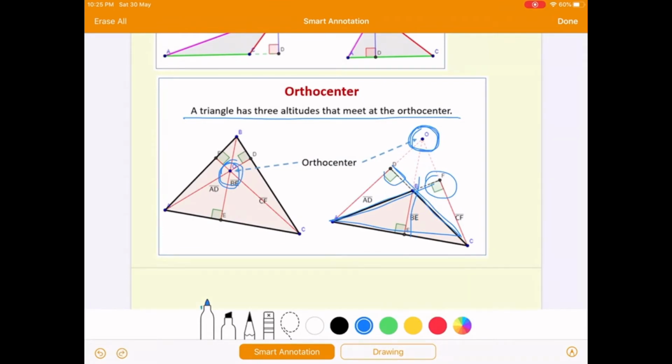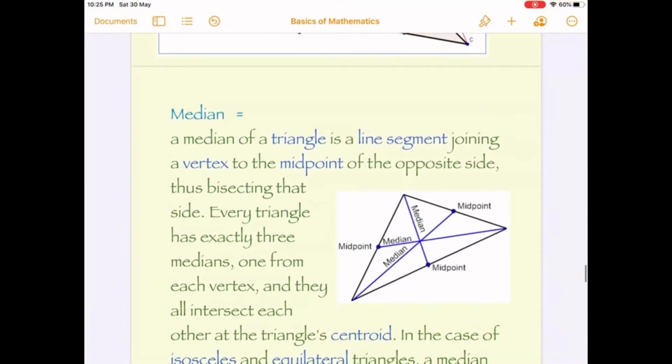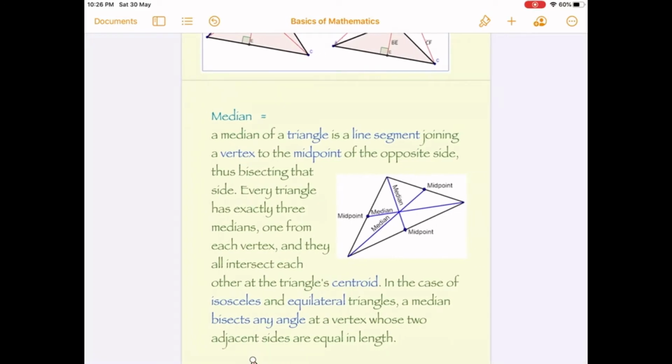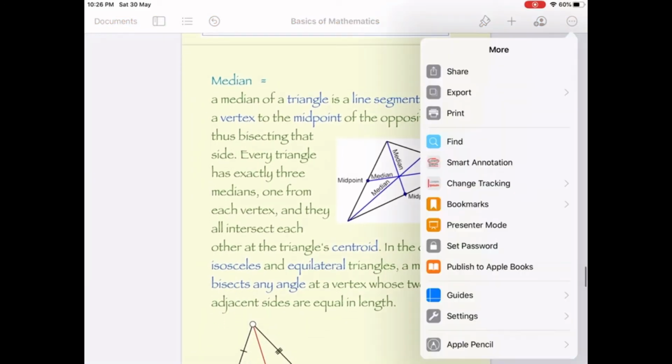Now let us move on. I hope the altitude concept is clear with you, right? Let us move to another concept, which is median. Median is also an easy concept. Now let us see median as well.